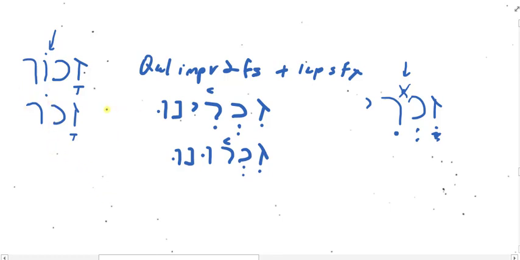And because it's infinitive absolute, I wouldn't have any reason ever to reduce it anyway, because I don't inflect them. Yeah.